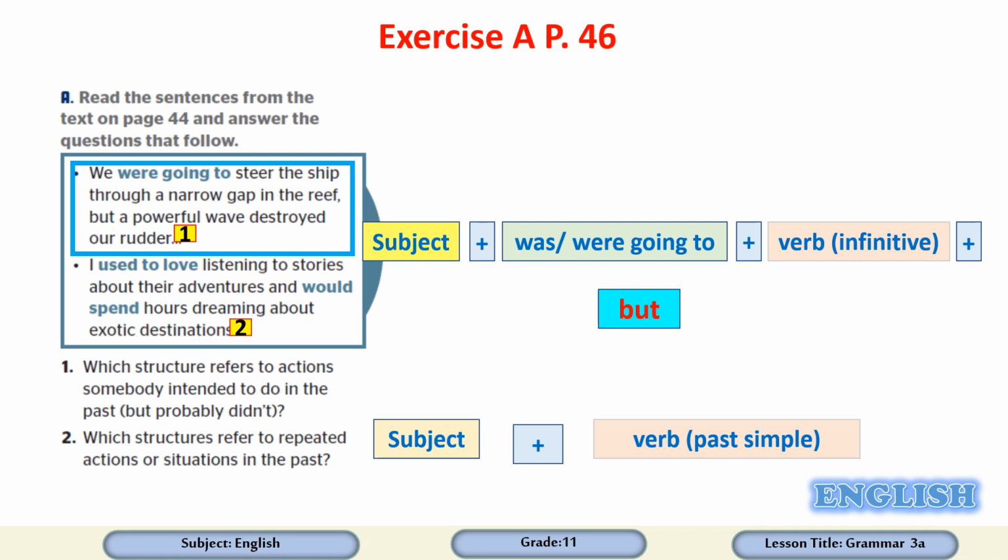If you look carefully at this sentence, you will see that it begins with a subject. Then we have the structure we were going to plus a verb in the infinitive. Then we have but. Then you have a subject. And then we have a verb in the past simple. Pause the video and look again at the structure of the sentence.